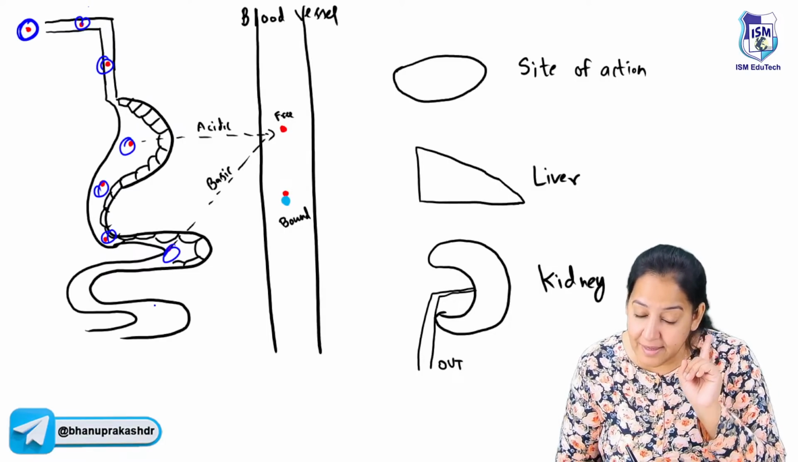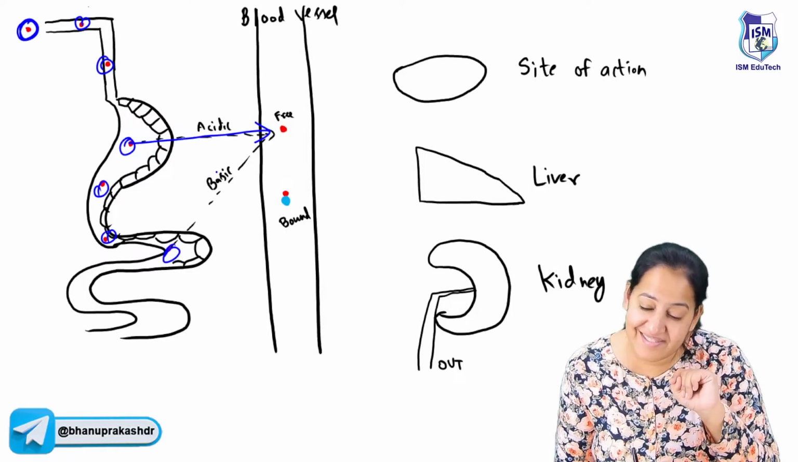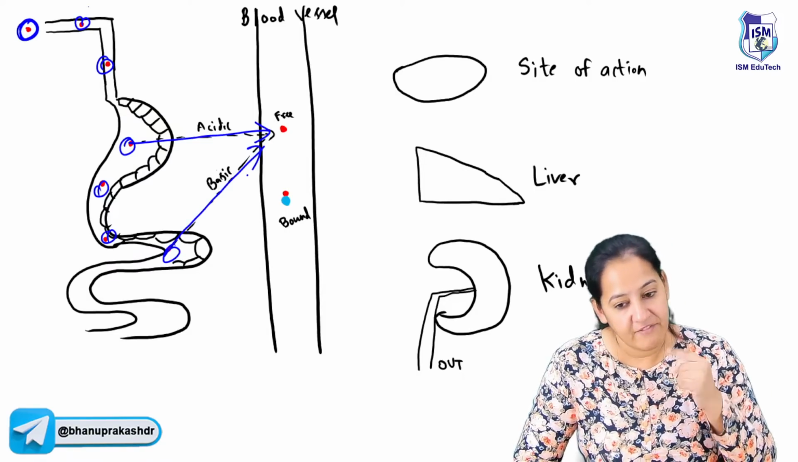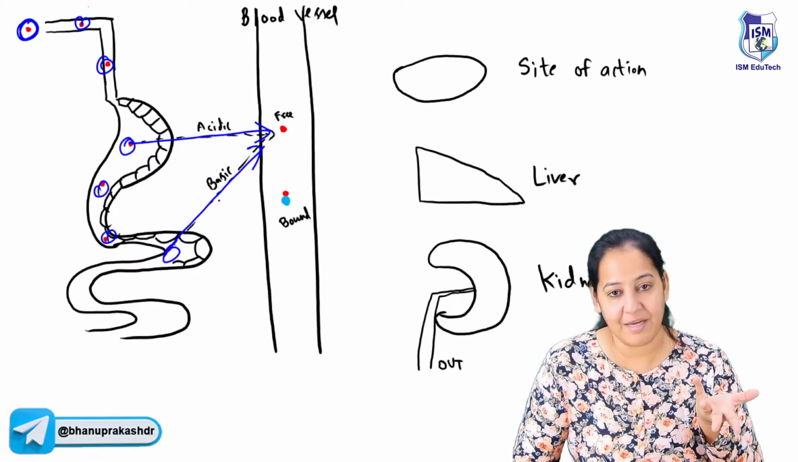Got it? Now there is a rule. Acidic drugs are absorbed from acidic medium, that is stomach. And basic drugs are absorbed from basic medium, that is intestine. Everyone knows stomach has an acidic medium, that is HCl, and intestine has an alkaline, basic medium.